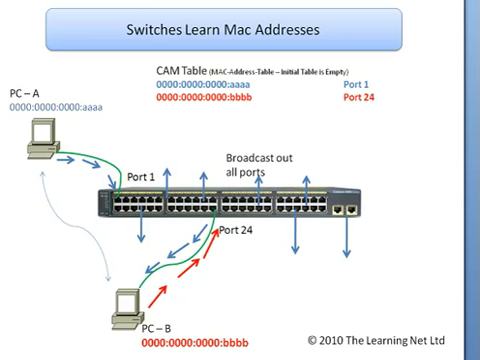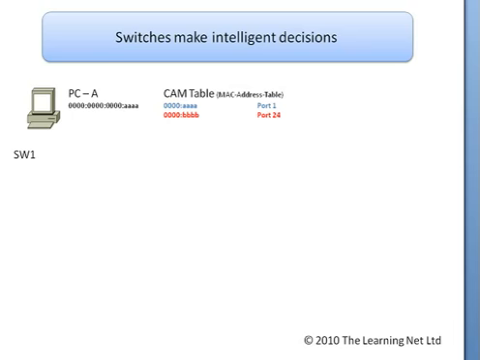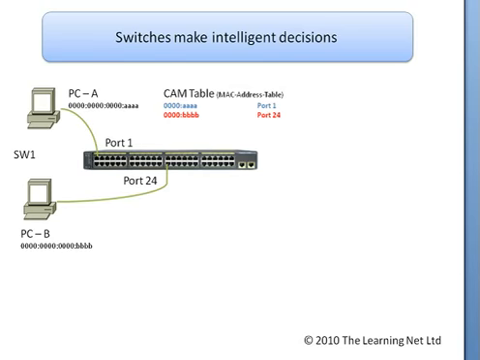And then eventually, once this process is completed, the switch can now make its first intelligent decision. So whenever A needs to talk to B, it doesn't have to do that process all over again. It's just going to send the information directly between port 1 and port 24, because that's all that's needed. They are the only two devices that need to communicate with each other in this instance. That's how they learn MAC addresses, and that's how they make intelligent decisions. Okay, so in this example, as you can see, yes, PCA and PCB know about each other. They're just going to send information to each other. That's their first intelligent choice or decision.